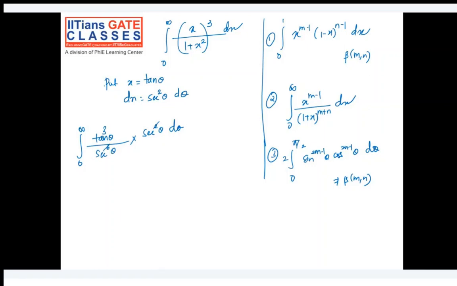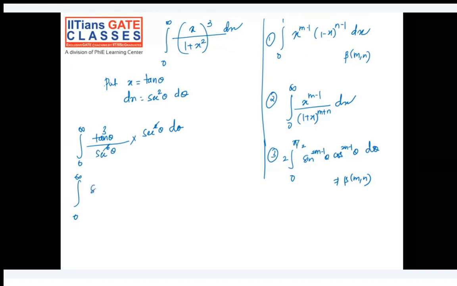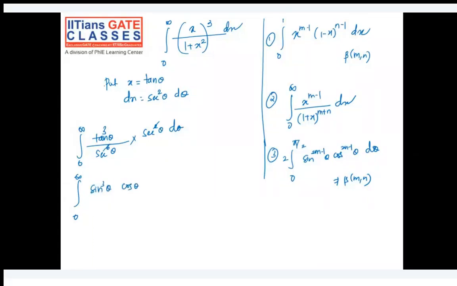Further, tan can be written as sine divided by cosine, and sec can be written as 1 divided by cosine. So cosine will again get cancelled, so the power will turn to be just 1. So sine cube theta as it is, and multiplied by cos theta will come in the numerator. I hope it's clear. Now you can see they are more or less similar.